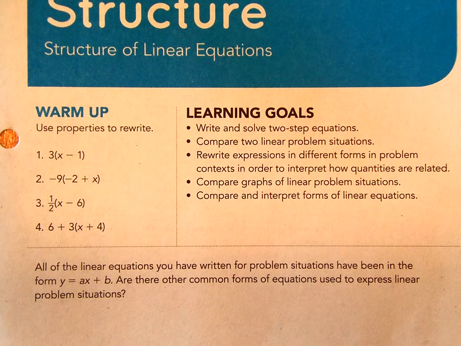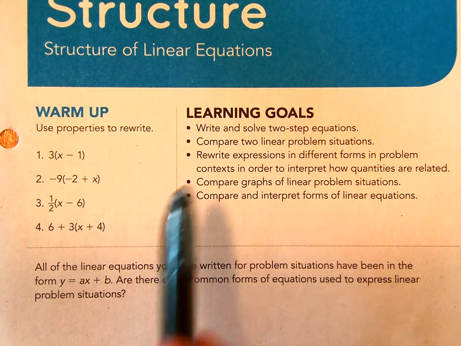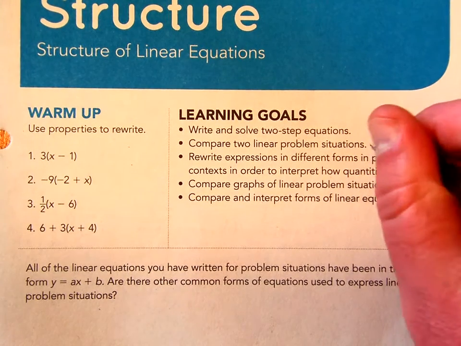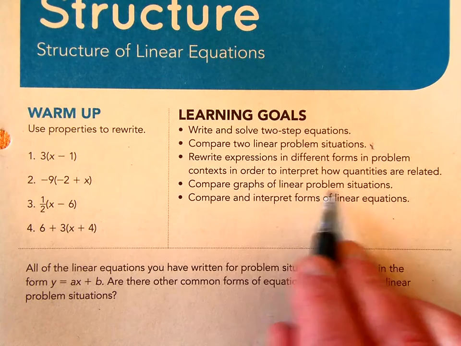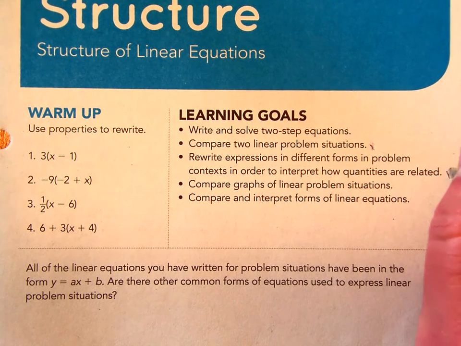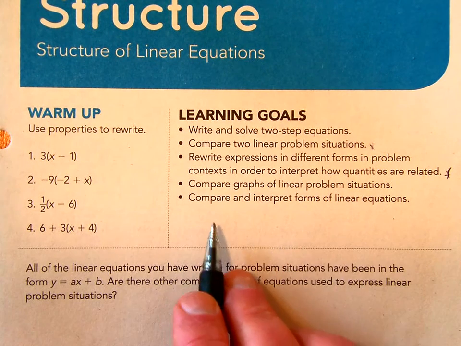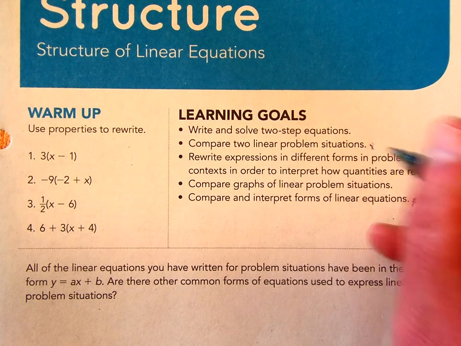In this video, I'm going to be offering support for Module 3, pages 139 to 143. Again, the learning goals for this section are to be able to write and solve two-step equations, compare linear problem situations. That's a tricky one. Rewrite expressions in different forms in problem context in order to interpret how quantities are related. That's a little tricky. Compare graphs of linear problem situations. That won't be too bad. Compare and interpret forms of a linear equation. That's still a little tricky at this time frame.